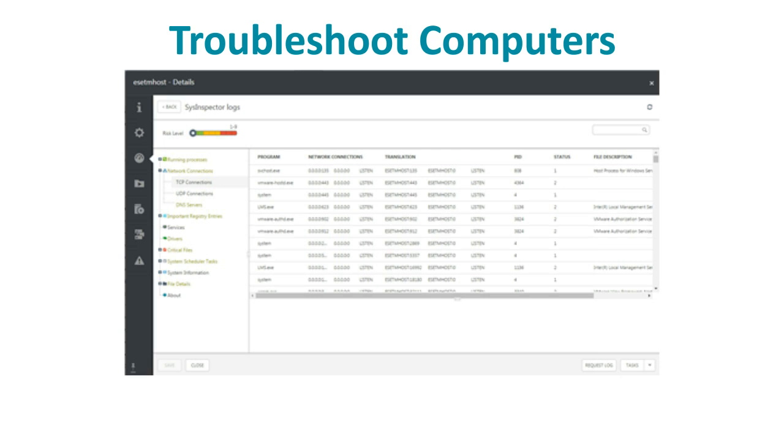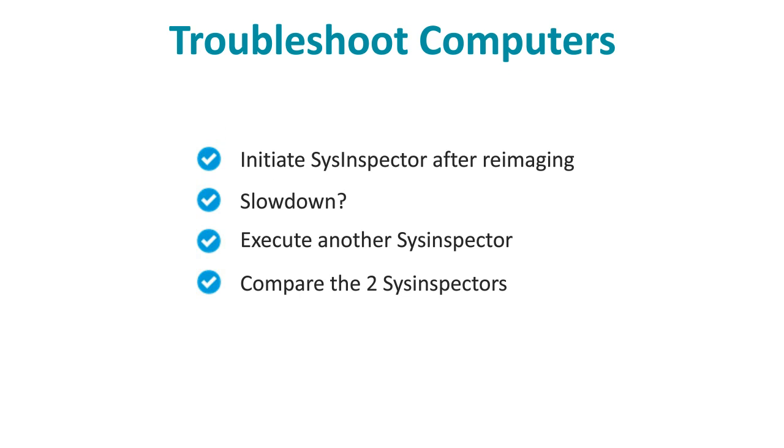And how some companies utilize this is they initiate a SysInspector log after they've re-imaged a computer or after they've purchased a brand new computer. Then whenever a user starts complaining of slowdown, whether it's a day later, 6 months later, you can execute another SysInspector log from the management server. And ESET has the ability to compare those two snapshots and show you exactly what has changed over that time period. So you can very quickly identify the cause of slowdown on that machine directly.